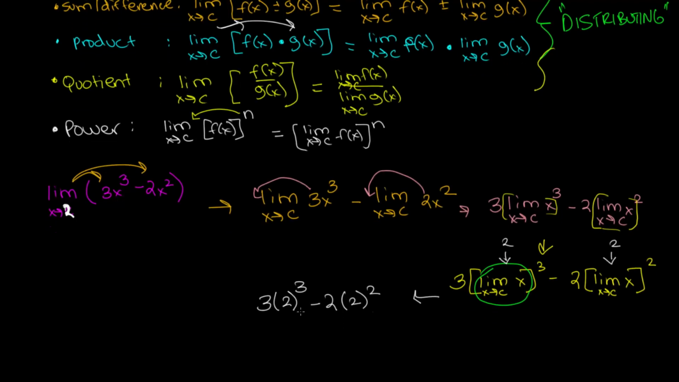So if we just simplify this, 2 cubed is 8, so 3 times 8 minus 2 times 4 is equal to 24 minus 8, which is equal to 16.